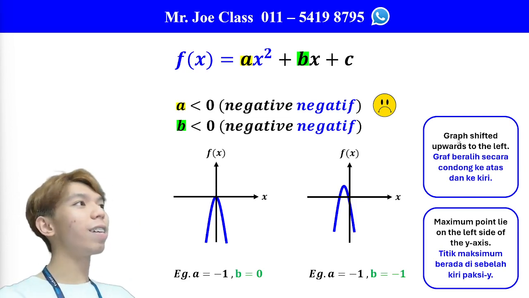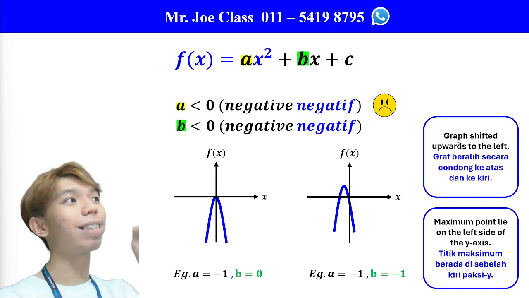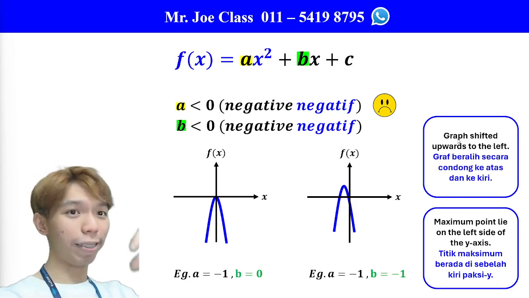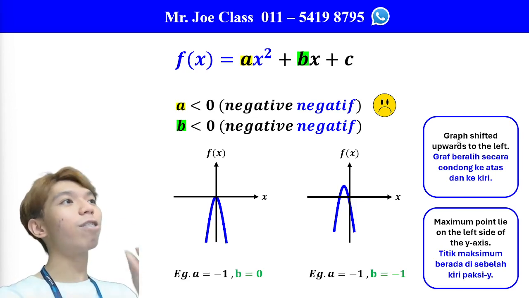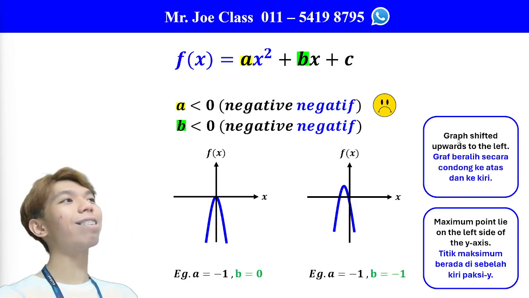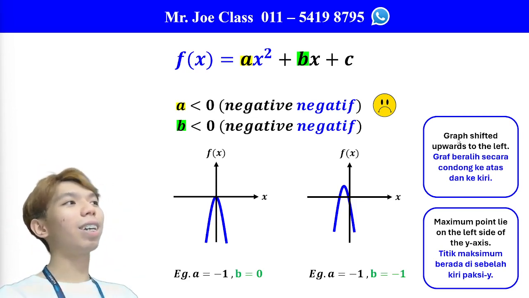So beralih secara condong ke atas tapi ke kiri, bukan ke kanan, ke atas dan ke kiri. And because this value of A is negative, it has a maximum point. But now the titik maximum lies on the left side of the y-axis. Di sebelah kiri paksi y.